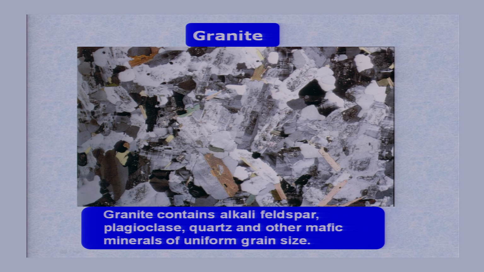Simple granite, which is commonly present, it contains alkali feldspar, plagioclase, quartz and other mafic minerals of uniform grain size. The grain size, remember, the grain size is more or less uniform. Here this is quartz, you have certain amount of mafic minerals also present here, and feldspar, this is feldspar present here.